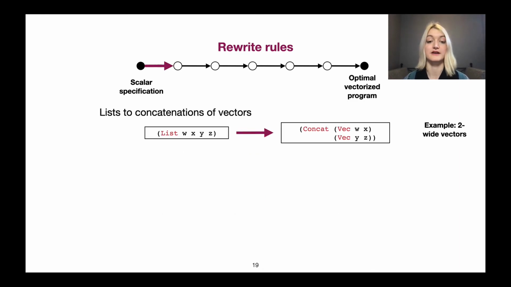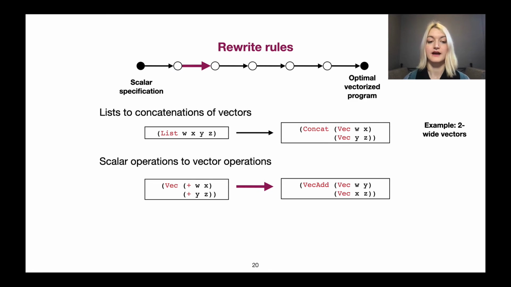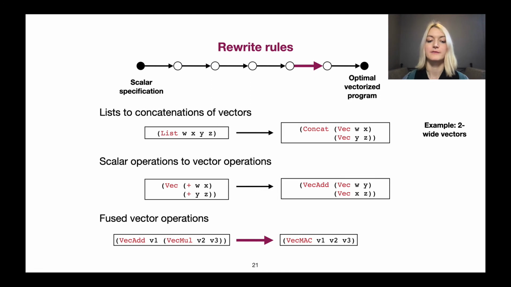Here are rules that we use to actually accomplish this. So we start with a rule that says we can treat lists of inputs as concatenations of vectors, here of a fixed width of 2, for example. Next, we say that scalar operations can be converted to vector operations if they have the same instruction. So here, 2 scalar adds can be converted to a vector add. Then we say that vector operations can be fused. For example, vector add and vector multiply can be fused to a vector multiply accumulate.